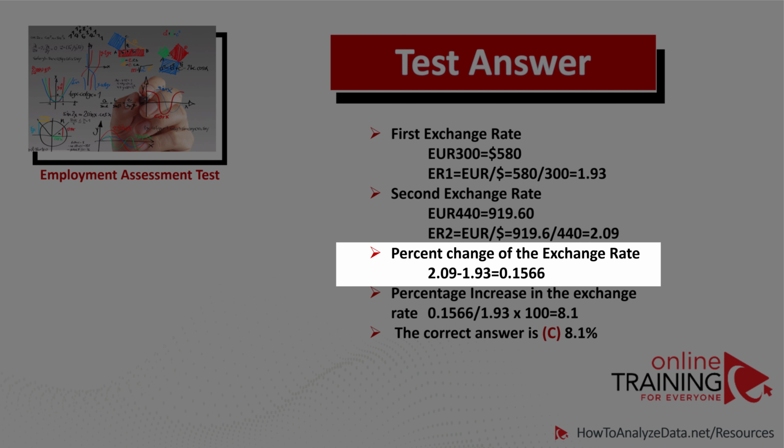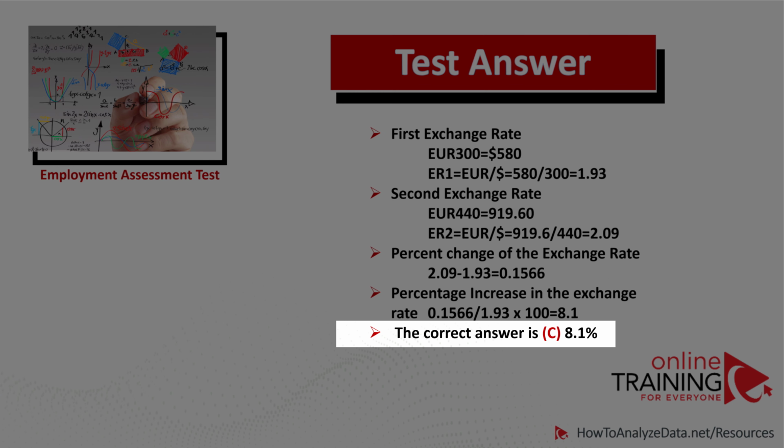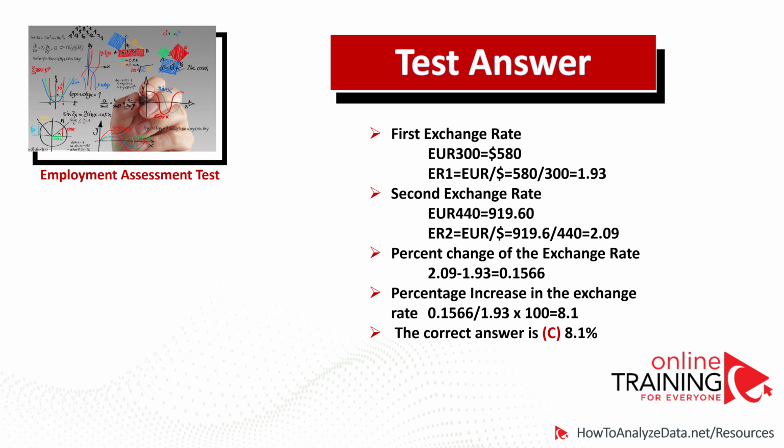The change in the exchange rate is 2.09 minus 1.93, which is equivalent to 0.1566. And the percentage increase then is calculated: 0.1566 divided by 1.93 and multiplied by 100, which is an equivalent of 8.1%. So the correct answer is choice C, 8.1%. Hopefully you've got this question right.